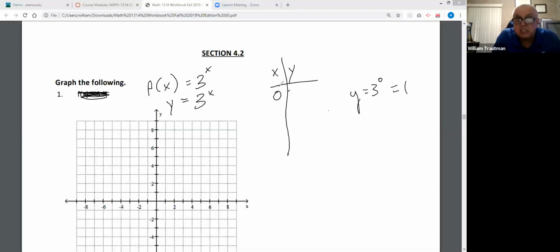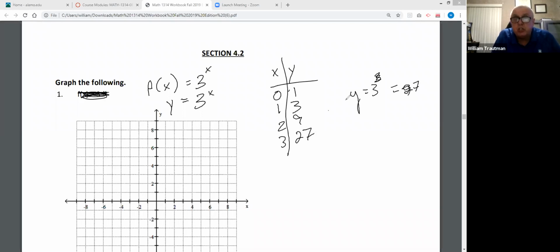Okay, so if x is 0, y is 1. Let's try another x. Let's do x = 1, 2, and 3. If x is 1, that means 3 to the 1 power is 3. What happens if x is 2? 3 to the 2 power, 3 squared, 3 times 3 is 9. And we're going to do one more, 3 to the 3rd power. 3 times 3 times 3 is 27.